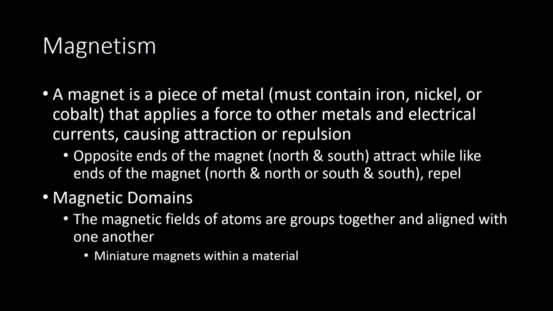In order to turn that piece of iron into a magnet, you have to get all of those magnetic domains aligned. So normally there's a domain here and a domain there, and all of the atoms within that domain are going one direction, but the domains themselves might all be going different directions. And so in order to be magnetic, the domains all have to be lined up going the same direction.